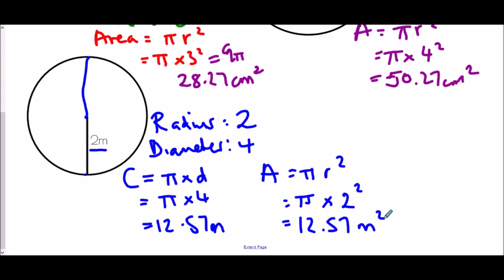Now you may notice we have exactly the same answer for both. Now that is something which is only ever going to happen in this situation. A radius of 2 and a diameter of 4. And the reason for that, if we do pi times diameter, well, the diameter is double the radius, and 2 squared is the same value. So 2 times 2 and 2 squared are the same thing, and therefore we actually get exactly the same result for both.